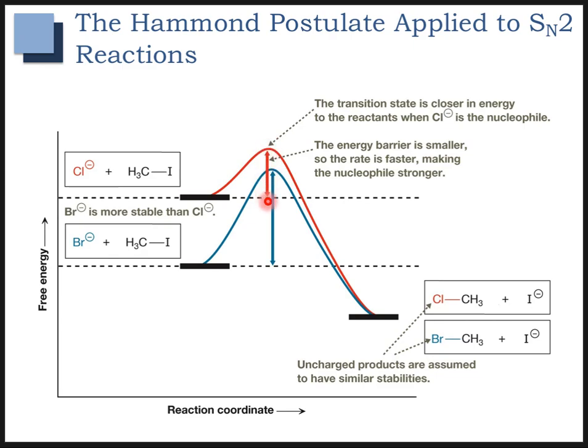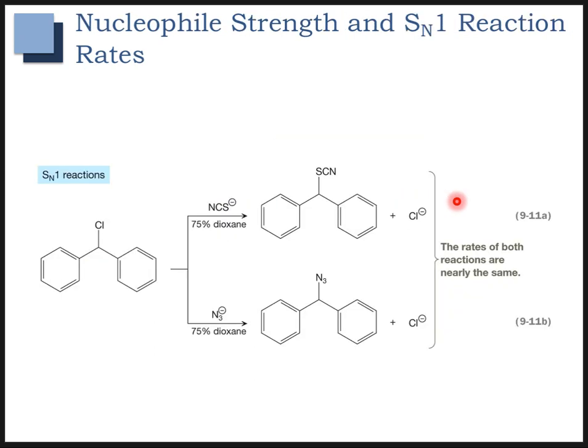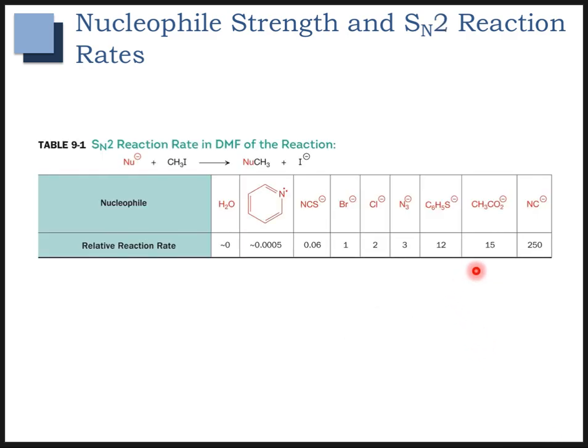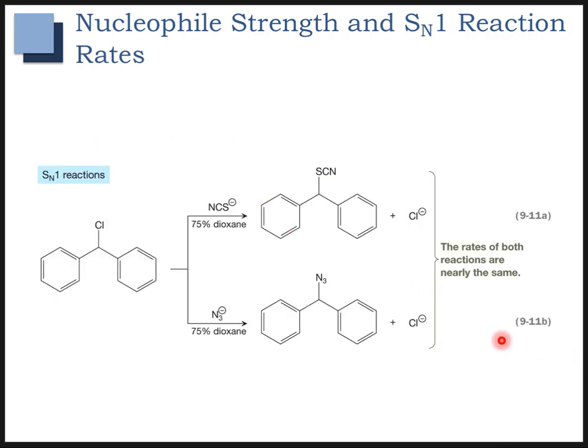Now let's talk about SN1 reactions. So here we can see nucleophile strength and SN1 reaction rates. And you can see here that we have a couple of good nucleophiles, and the rates of both of these reactions are going to be very similar though. If we were to go back and compare NCS minus with N3 minus of the SN2 reaction rates, right? You can see over here that they have different reaction rates. But for the SN1 reaction, the rates are similar, basically the same.